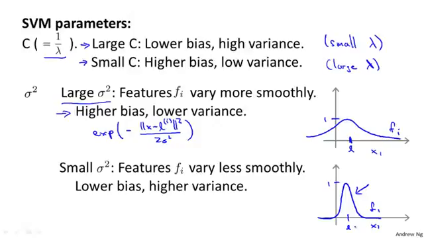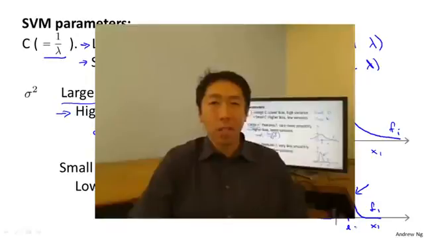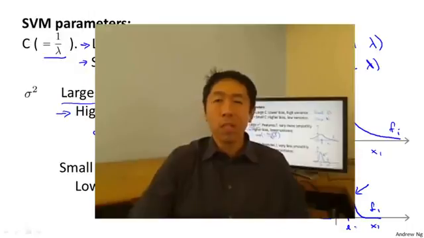So that was the support vector machine with kernels algorithm, and hopefully this discussion of bias and variance will give you some sense of how you can expect this algorithm to behave as well.